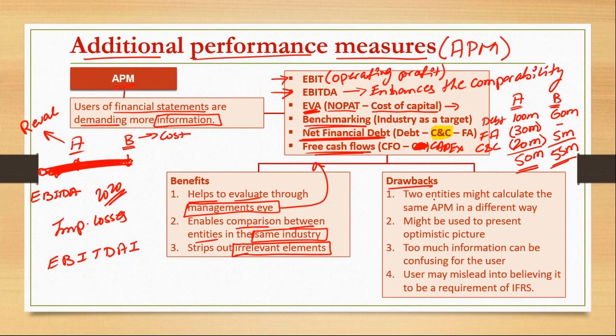And what are the drawbacks? Two entities might calculate the same APM in different ways. This is one of the drawbacks: multiple entities may be calculating the same APM differently. For example, someone is calculating EBITDA and someone is calculating EBITDAR. Someone has one definition of operating profit and someone else may have a different definition. Sumaira is asking, what is NOPAT in EVA? NOPAT means net operating profit after tax.